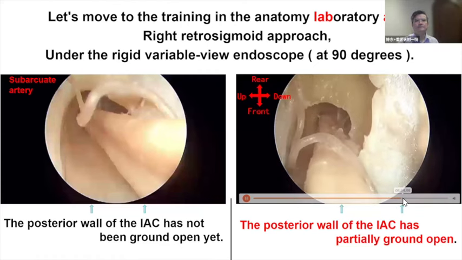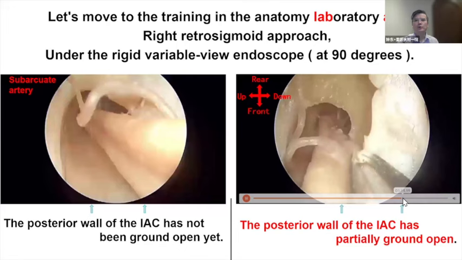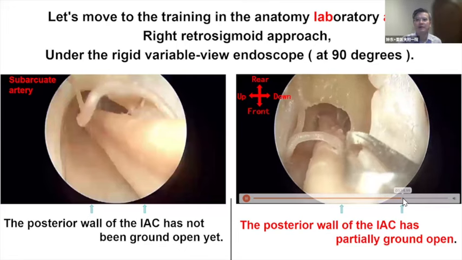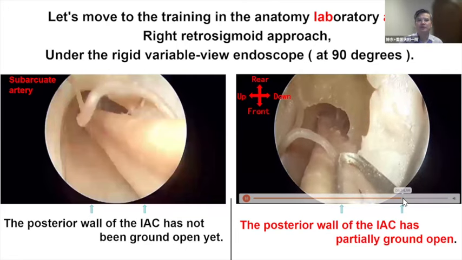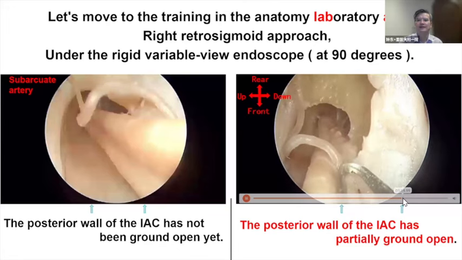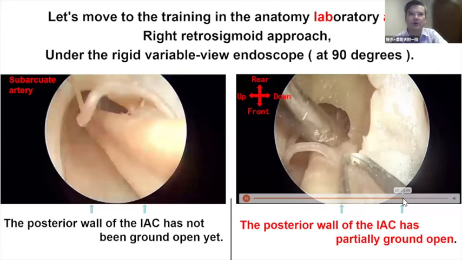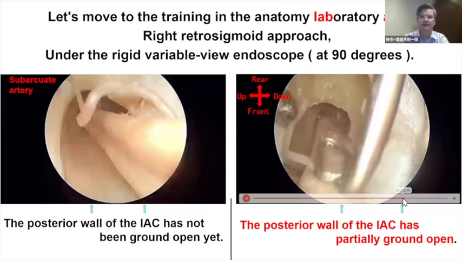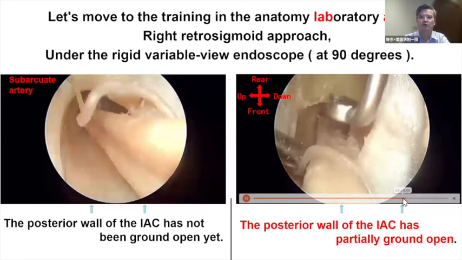We can see the exposure is more extensive at the bottom of IAC. We can easily use the scraper to scrape the posterior wall of IAC behind the superior vestibular nerve and inferior vestibular nerve.